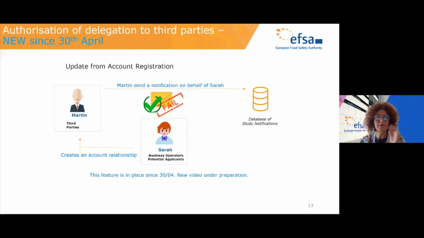Okay, an update that we have made in the account registration. We have created this loop so that a business operator can delegate the account to a person to act as a third party, to act on behalf of. So we have seen previously that the two accounts are created separately, and what the business operator can do is create a relationship with a third party account, and this third party will be able to notify on behalf of the business operator. This came from many feedbacks we received from the users, and we created this at the end of April.